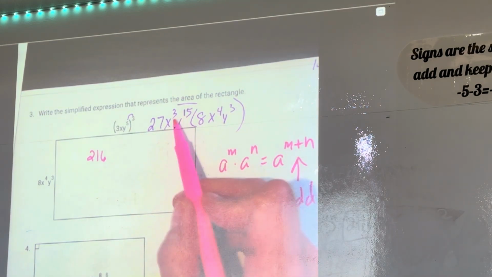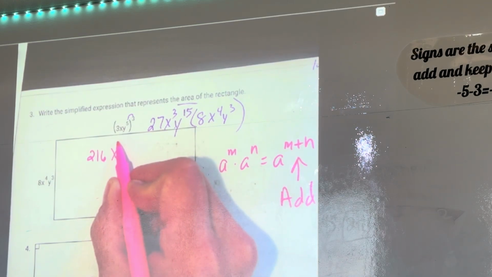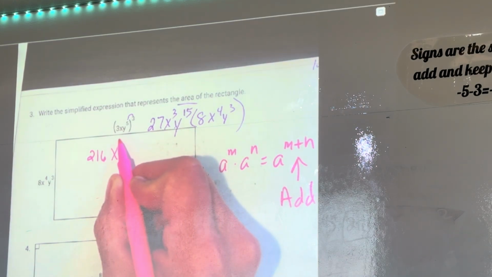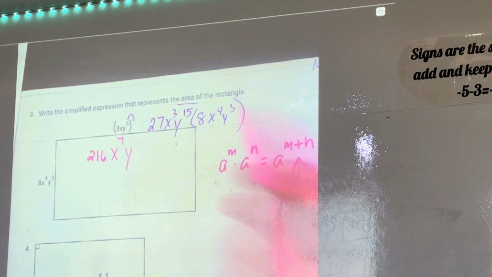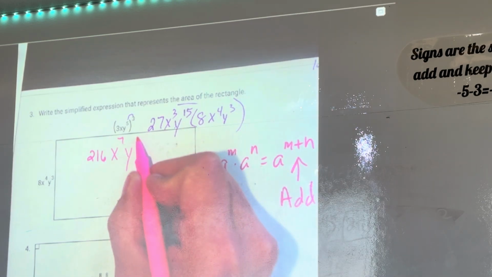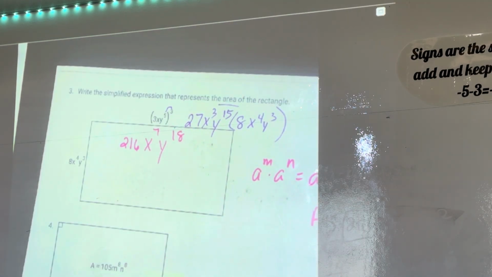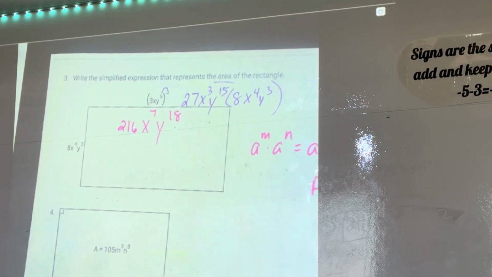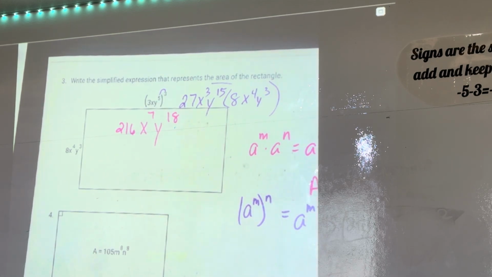So, what is 3 plus 4? 7. And y to the 3 plus 15 is 18. So, all we did was add them together. The other rule that we used at the beginning was the power rule, a to the m raised to the n is a to the m times n. That's why we multiply it.